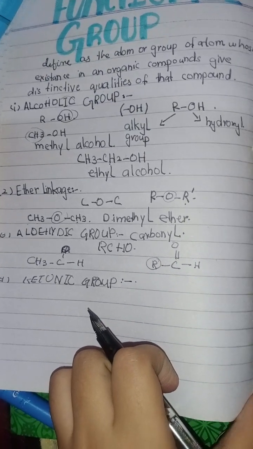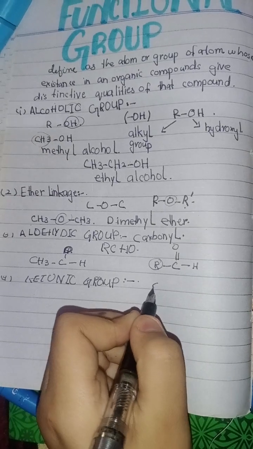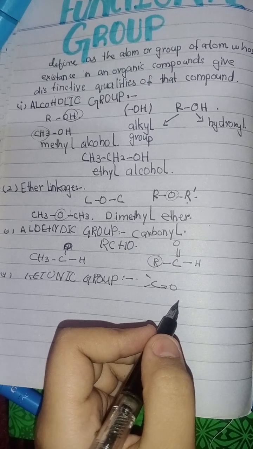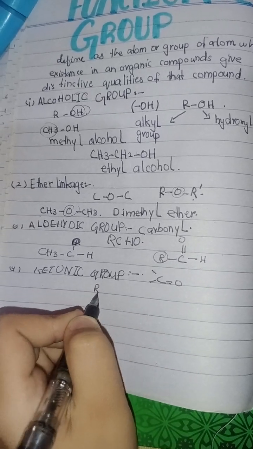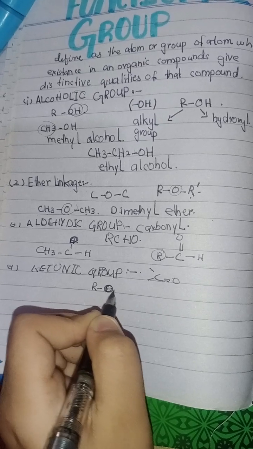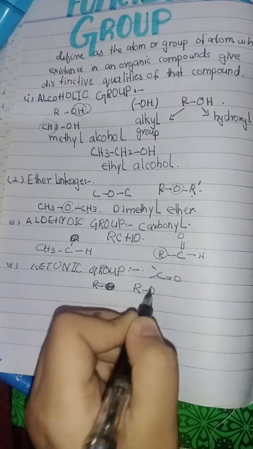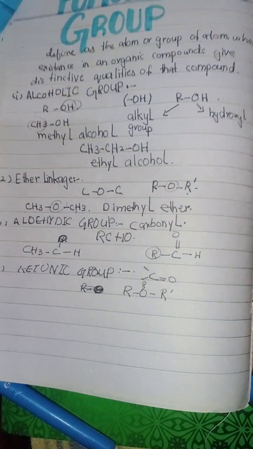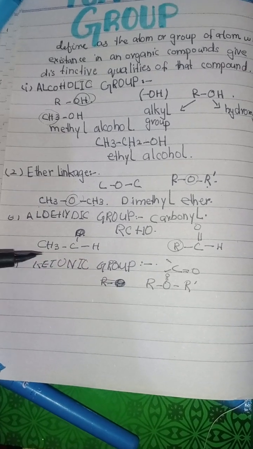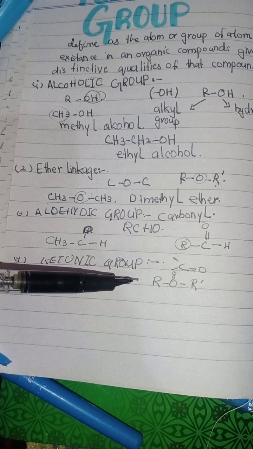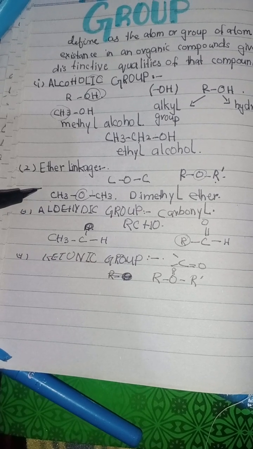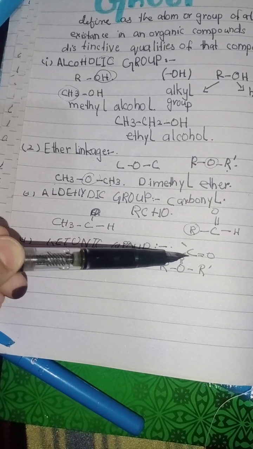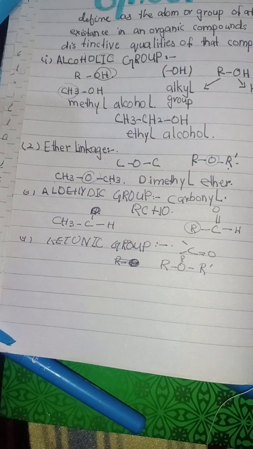Now moving towards another, that is the ketone group. The ketone group contains the functional group like this, and it has the general formula like this. This is the general formula of the ketone group. So you might be thinking that in the ketone group and ether, these formulas are the same. No, here this is the group of ketone. Oxygen is there, doubly bonded to carbon.